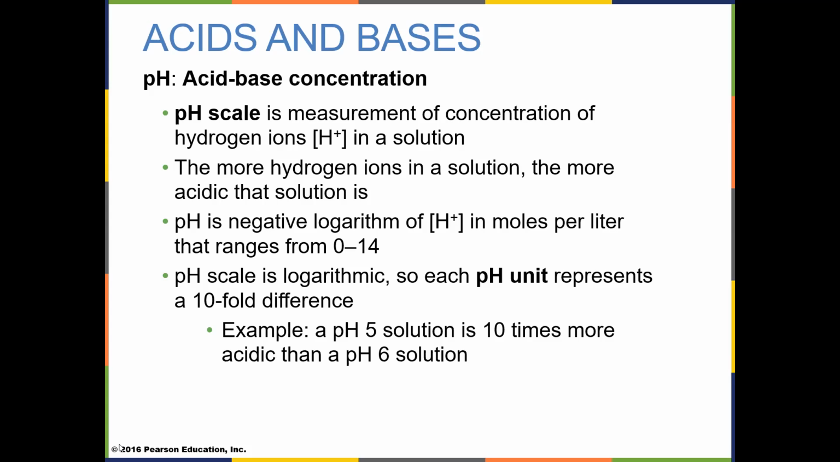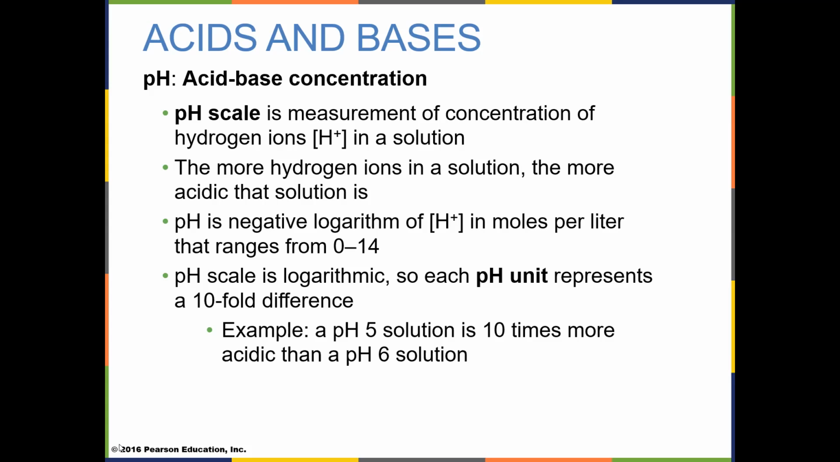Something that has a pH of 5 is 10 times more acidic than 6 and 100 times more acidic than 7. And if you go down to 4, something with a pH of 4 is 10 times more acidic than 5, 100 times more acidic than 6, and 1,000 times more acidic than 7. So it's a 10-fold change. As you go down the scale towards 0, you get more and more acidic. So something that's a pH of 1 is very acidic. Something that's a pH of 6 is mildly acidic.